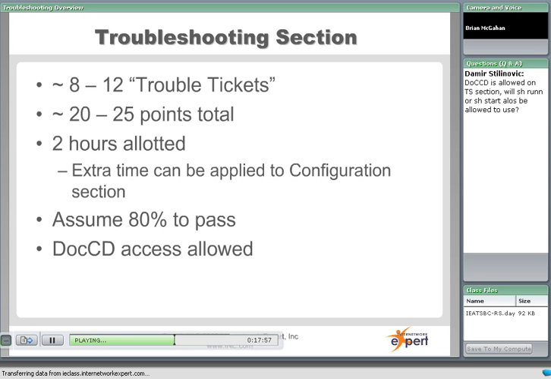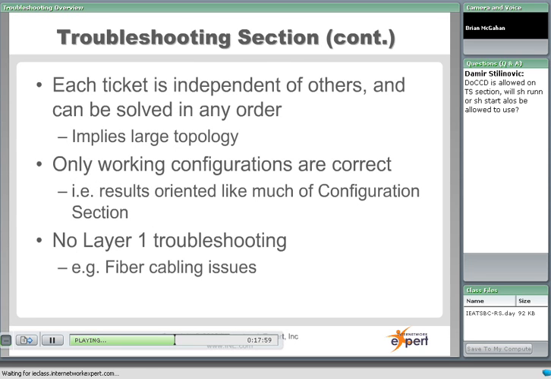Okay, now for the actual tickets themselves, in the troubleshooting section, they will be independent, which means that you can configure them in any order that you'd like. The only real stipulation is that once you move out of the troubleshooting section, you cannot come back. So you want to make sure that you have solved all of them sufficiently, or at least to the best of your ability, before you submit and go on to the configuration section. Because if later down the road you want to make a change, you're not allowed to come back to the troubleshooting section.